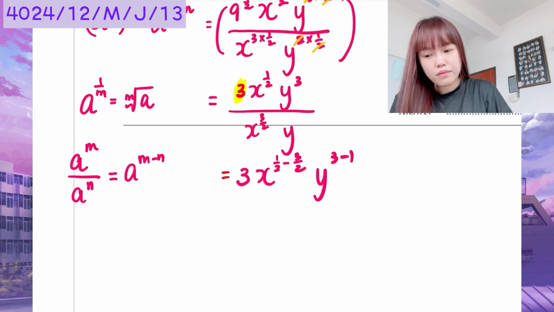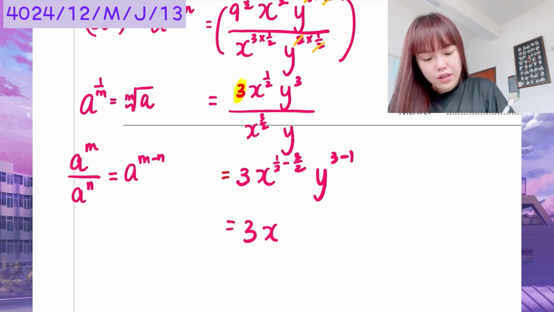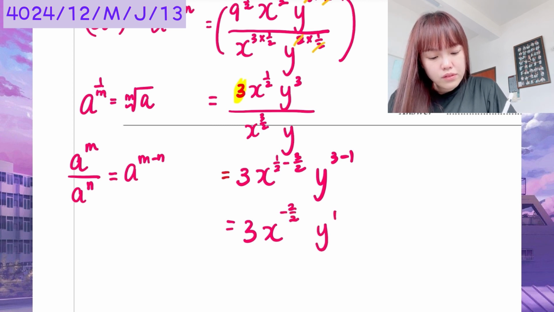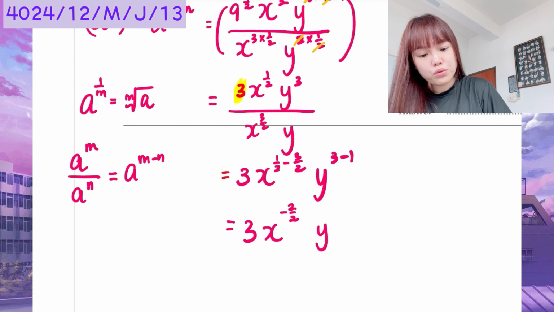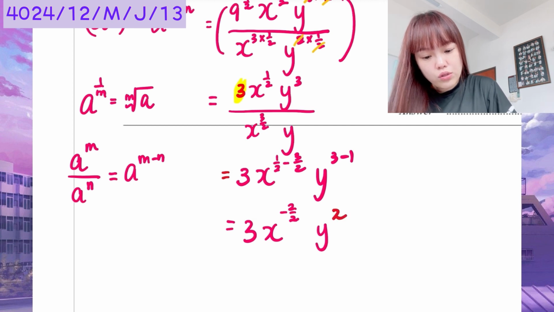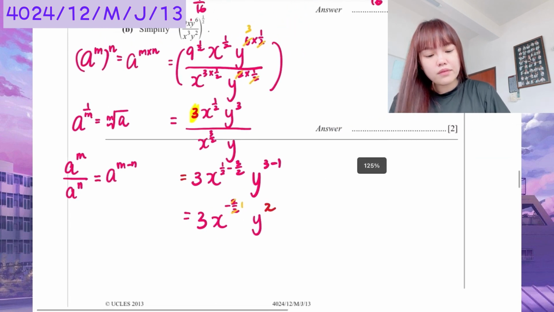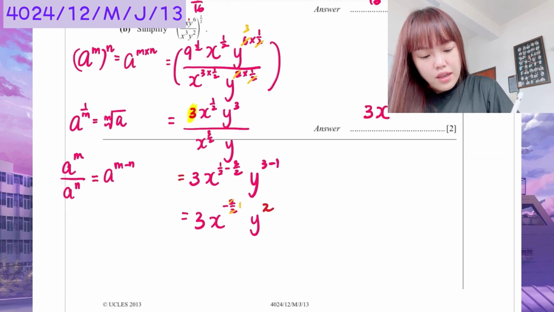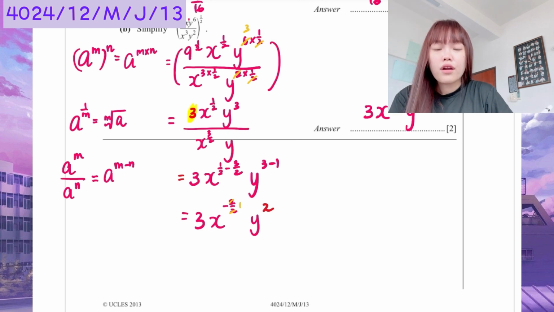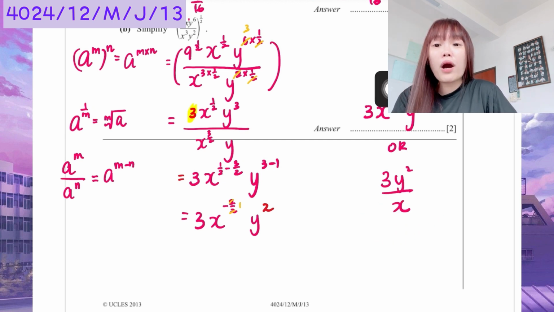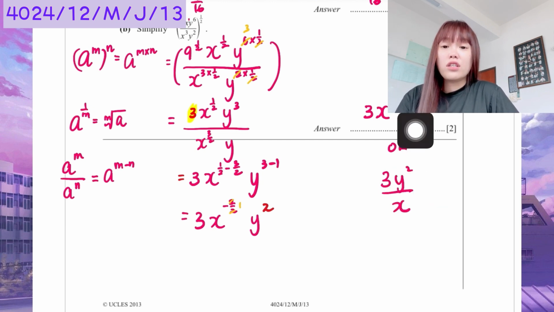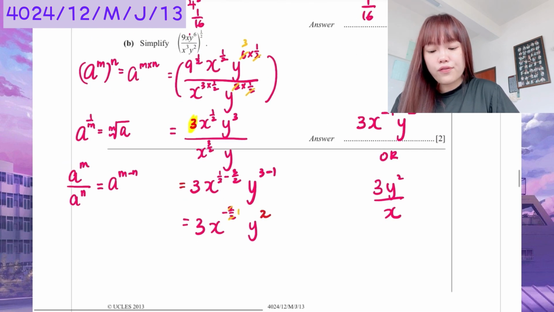So this answer will be 3x. Half minus 3 over 2 is negative 2 over 2, y power 1. This one is a power 1, this is power 2. This one after I simplify is 1. Okay, so my answer is 3x negative 1 and then y squared. Or the answer can be acceptable if you write this 3y squared over x. Why is the x at the bottom? Because of the power negative. Power negative is always the denominator. Okay, so that's the answer for 16b.